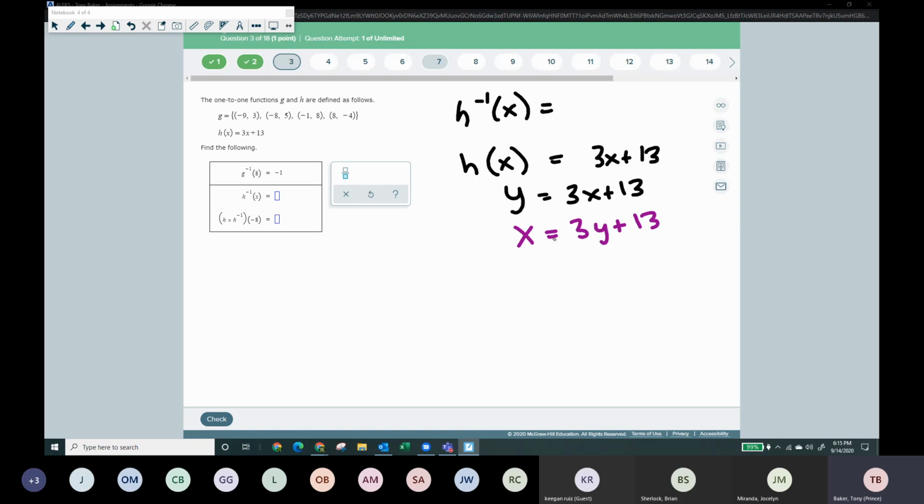Now, I can't leave it like that. I have to solve it for y again, just like we solved the other equations. So subtract the 13. So I get x minus 13 equals 3y and divide by 3. So x minus 13 divided by 3 equals y. So that is my inverse. X minus 13 divided by 3. So when we're doing this one, we want to reverse the x and the y, and then resolve it for y.